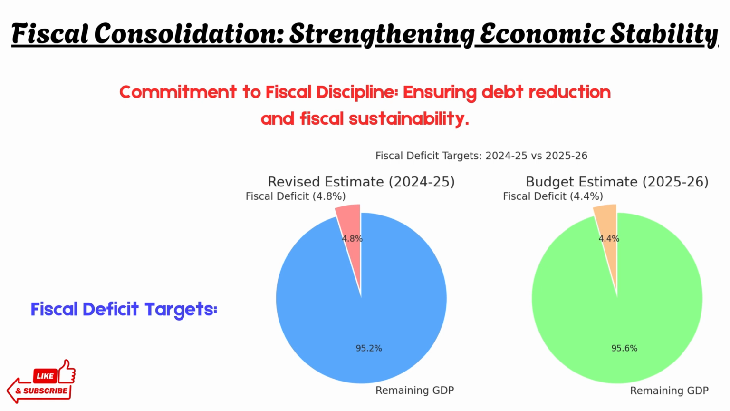Now, look at these two pie charts. Revised estimate 2024 to 25. Fiscal deficit at 4.8% of GDP. This is the chunk showing how much of the economy is funded by government borrowing. The rest of the pie is the country's productive output. Budget estimate 2025 to 26. Fiscal deficit is projected to reduce to 4.4% of GDP.